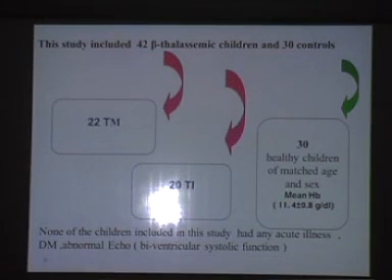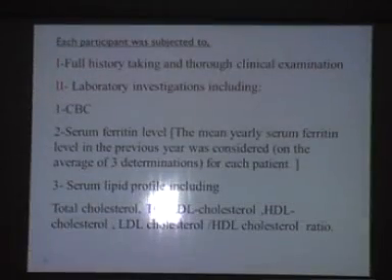This study included 42 beta-thalassemia children, 22 thalassemia major and 20 thalassemia intermediate, with 30 healthy children of matched age and sex as controls. We selected the controls to have a normal lipid profile and no history of hypercholesterolemia. The exclusion criteria in our thalassemia patients were any acute illness, diabetes mellitus, and any abnormal echo findings, especially of ventricular systolic function.